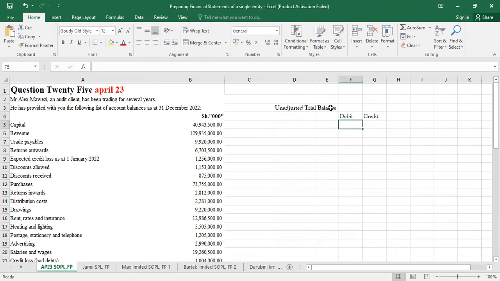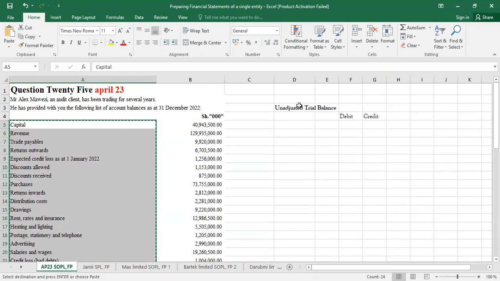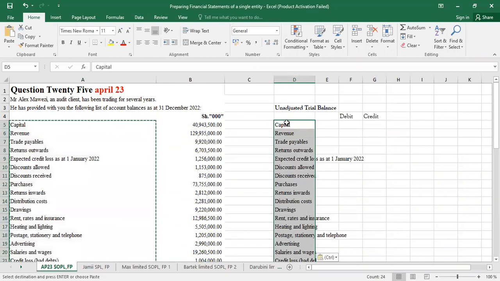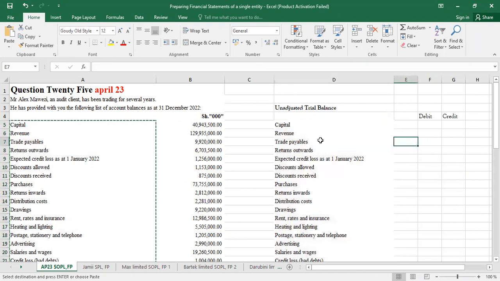So instead of retyping this here, I'll just copy. I place my cursor there, I press Control Shift, then the down arrow, then Control C. Then I press Control Backspace to jump to the active cell here. Then I do Control V to paste. I may widen the space so that they look a little bit cleaner. So this one is the unadjusted one.